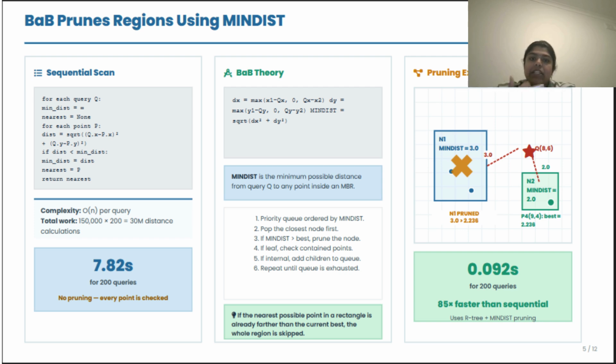When it comes to branch and bound, it fixes this issue using a value called minimum distance. A minimum distance is the minimum possible distance from a user to any point that could exist inside a bounding rectangle.